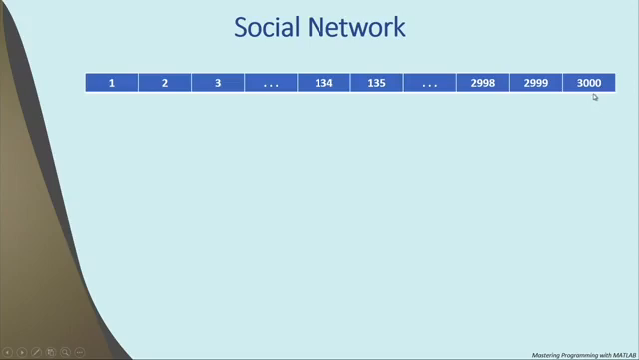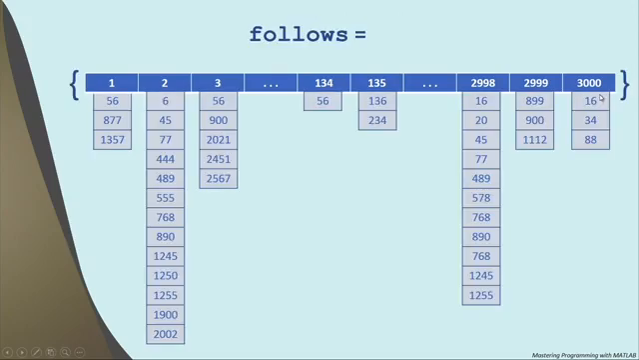People can follow other people, and this information is captured in a cell array called follows. Element j of follows is a vector containing a list of the IDs of the people followed by the person with ID j. So, for example, if j is 135, this is the list of the people that the person with ID 135 is following. Two people, 136 and 234. The question we need to answer is this: which two people in the network have the largest set of people in common on their two lists?